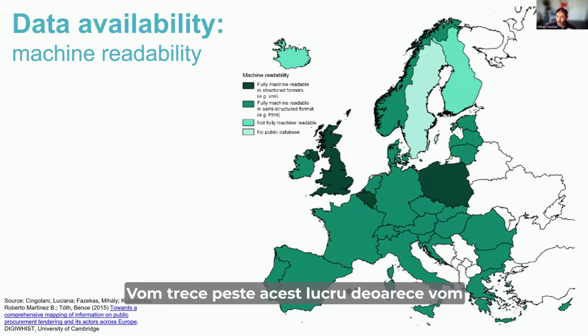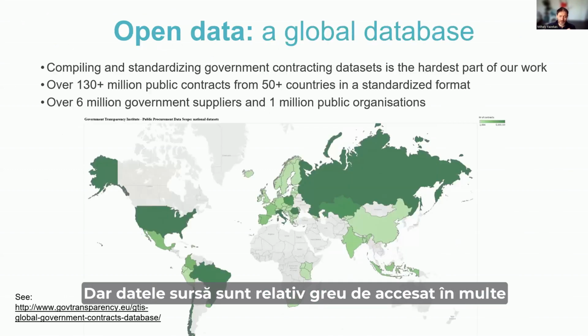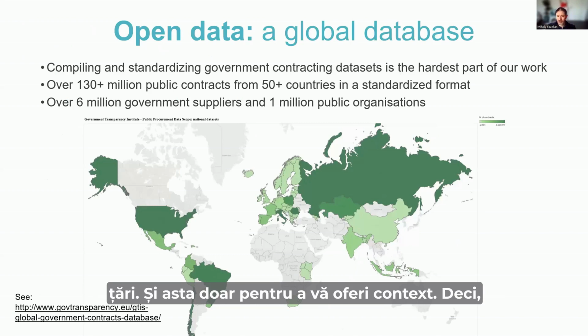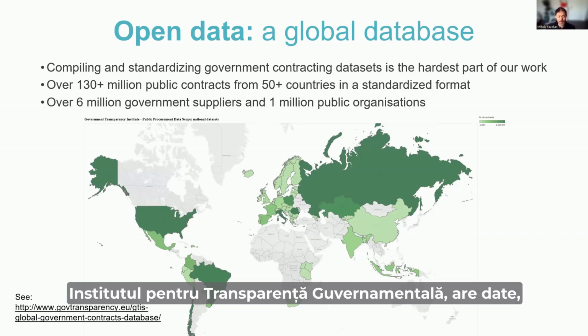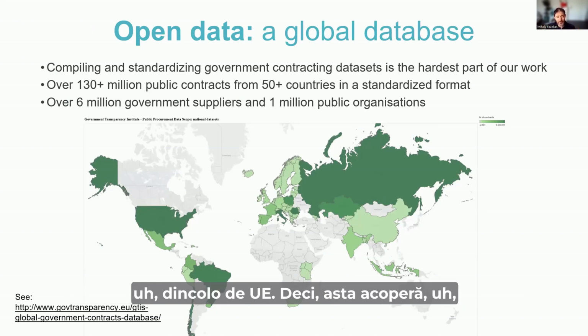Data availability, I will jump over this because we will use open tender data, which has been built for easy access, but the source data is relatively hard to access in many countries. And this is just to give you context. So the iMonitor partner Government Transparency Institute has data beyond the EU, so that covers more than 50 countries and more than 130 million contracts in a similar setup. So basically, our approach, we believe, can be rolled out for other European countries and also beyond Europe.